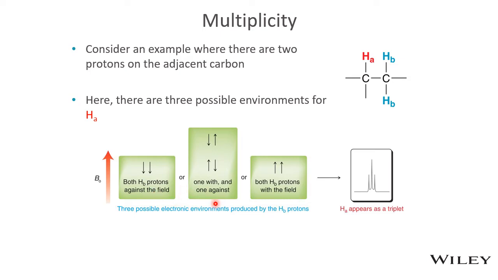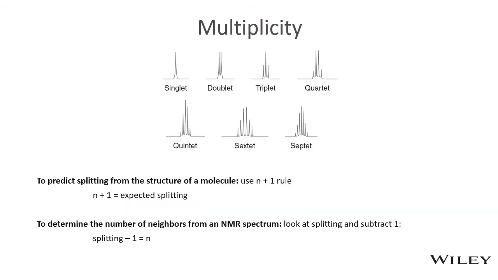So since there's three possibilities of electronic environments produced by the HB protons, we're going to actually have the signal for HA appear in three different ways. Now this is known as a triplet. So this entire signal here represents HA, but because it's split into a triplet, it means that it has two neighboring hydrogens. The purpose of multiplicity is to tell us the number of neighboring hydrogens a group of hydrogens can have.